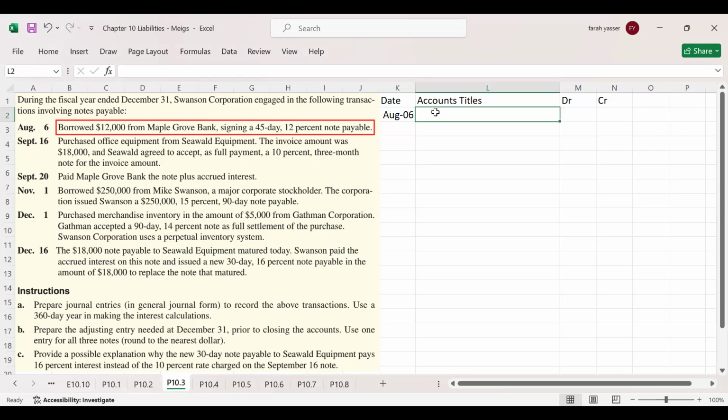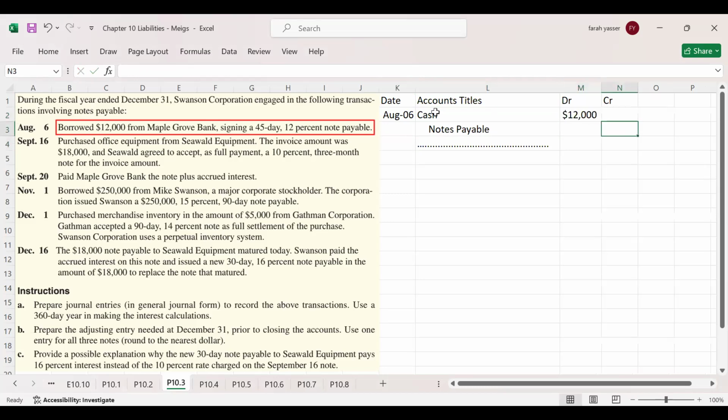As the company borrowed money, cash will be debited and notes payable is on the credit side. So the debit amount is $12,000 and notes payable is also $12,000.